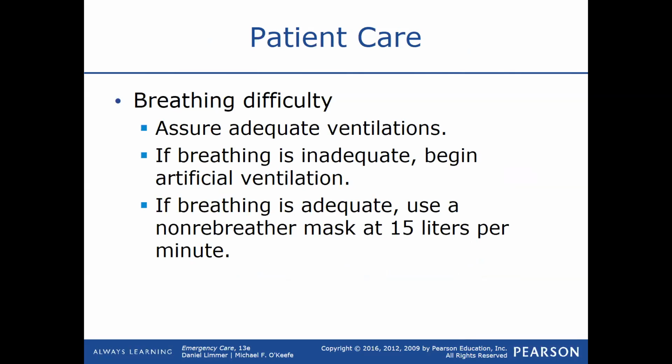So again, what are normal ventilations for an adult? If you are ventilating a patient that is not breathing at all, where do you want to keep these ventilations? Between what and what per minute? 10 to 12 per minute. Now, your patient, if they're breathing below 10 per minute, you definitely want to bring them up to at least 10 per minute. And then if breathing is adequate, use a non-rebreather mask at 15 liters per minute.